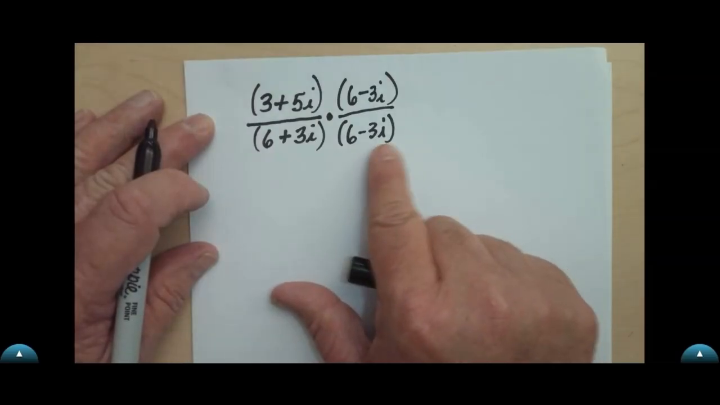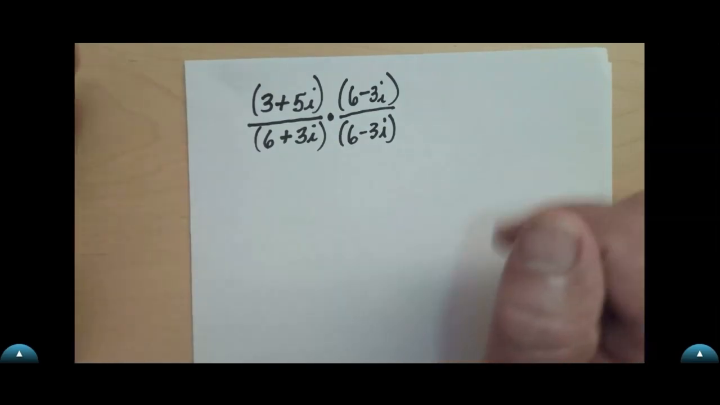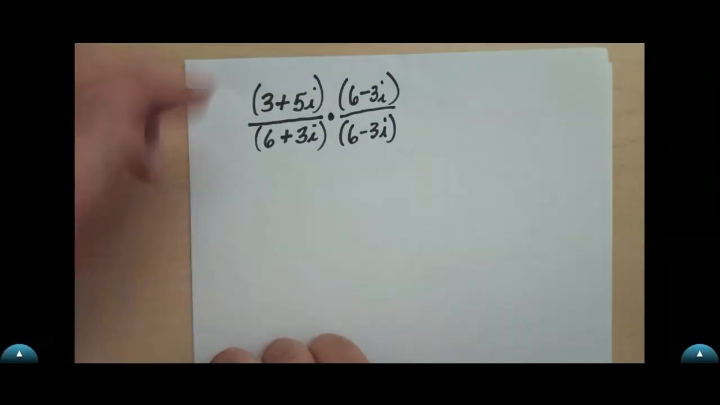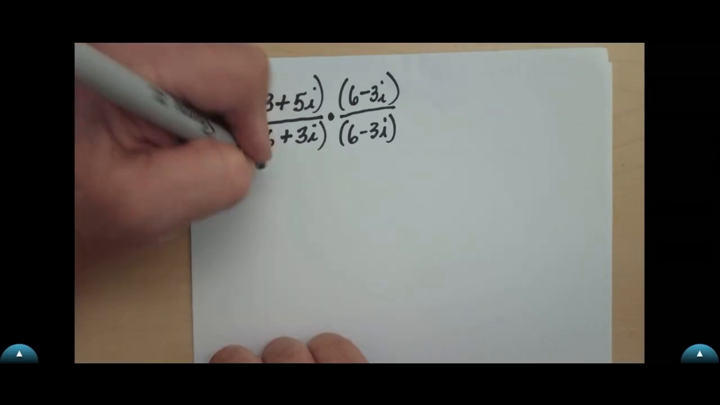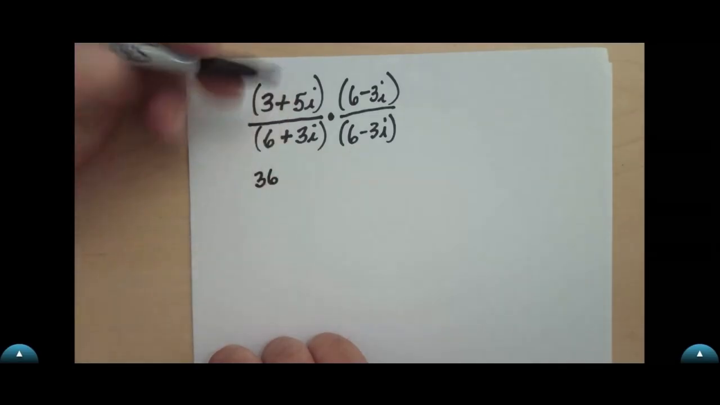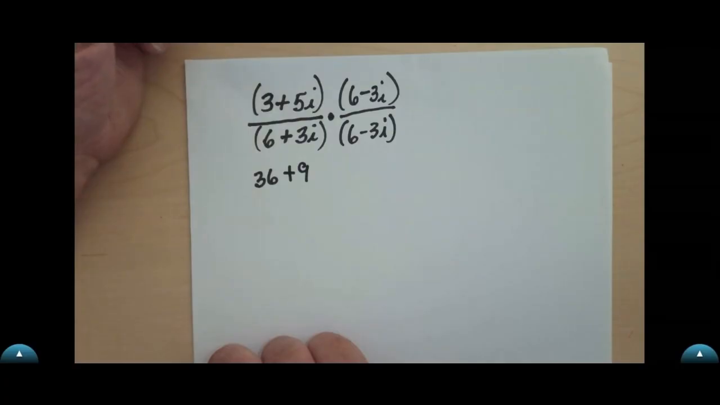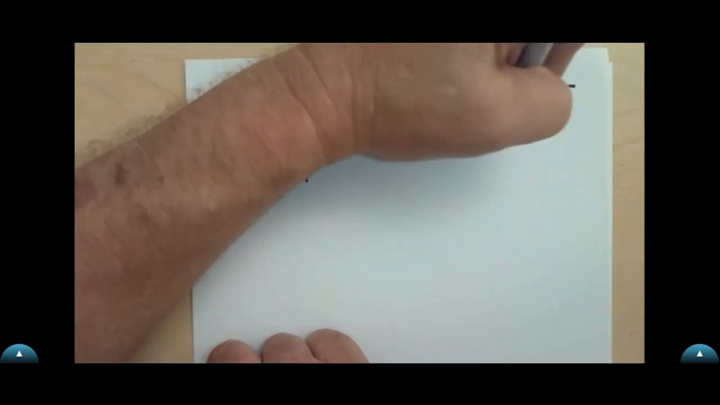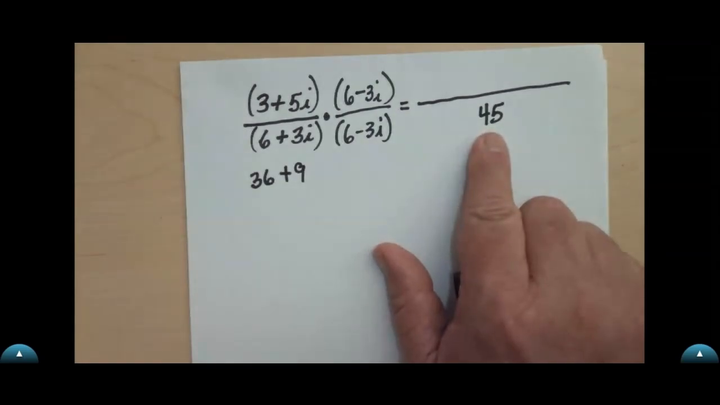In the denominator, again, if you wanted to FOIL this, completely distribute it and combine like parts, you could do that. But we know what's going to happen because these numbers are complex conjugates. We're going to square the first number, 6 squared, 6 times 6, that's 36. We're going to square the second number, 3 squared, 3 times 3, that's 9. We're going to add them together. 36 plus 9 is 45. So we know we're going to get 45 on bottom, and we know that that gets rid of the I in the denominator.